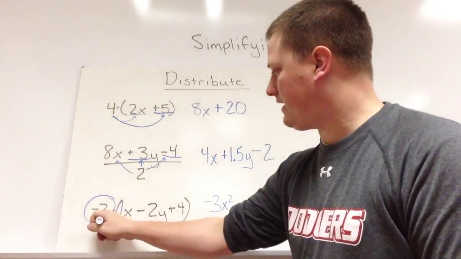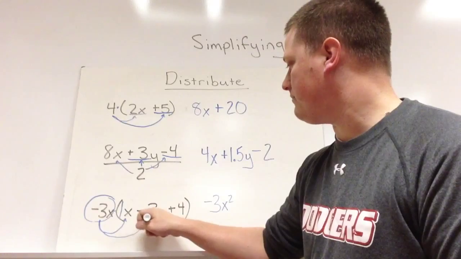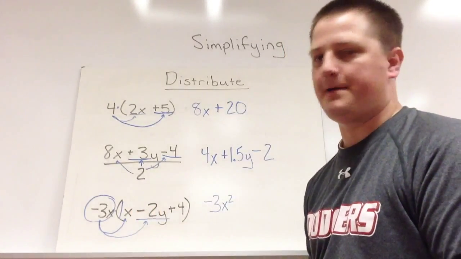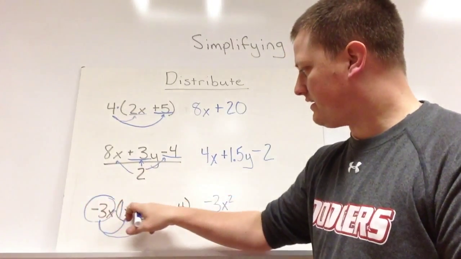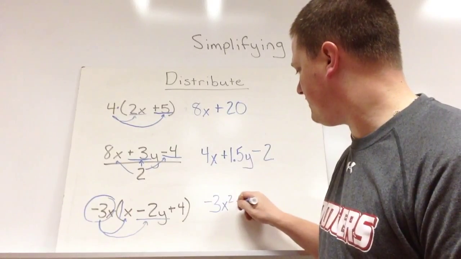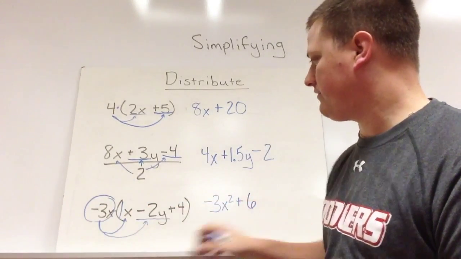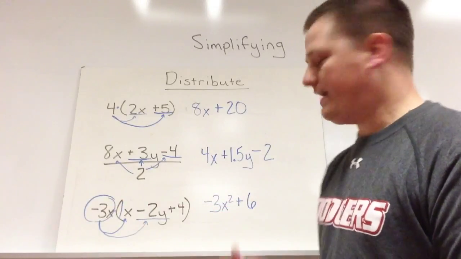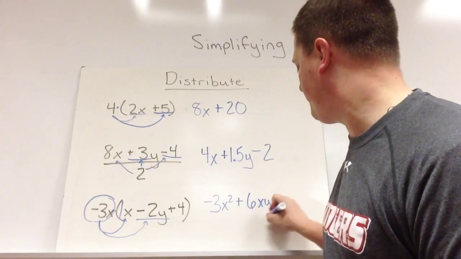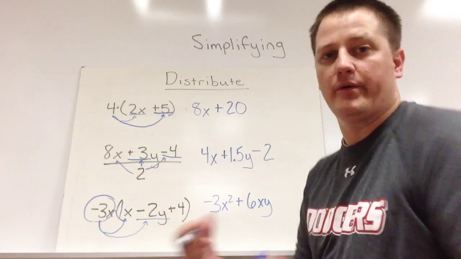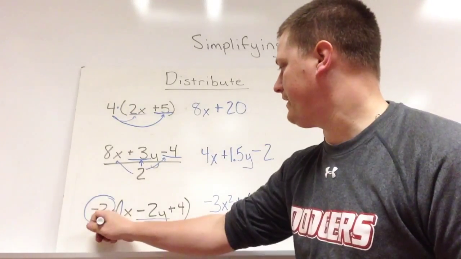Then we're going to take negative 3x times negative 2y. Negative times negative is positive. 3 times 2 is 6. x times y is just xy. We don't need to get complicated here. We've got both variables. We need them both.